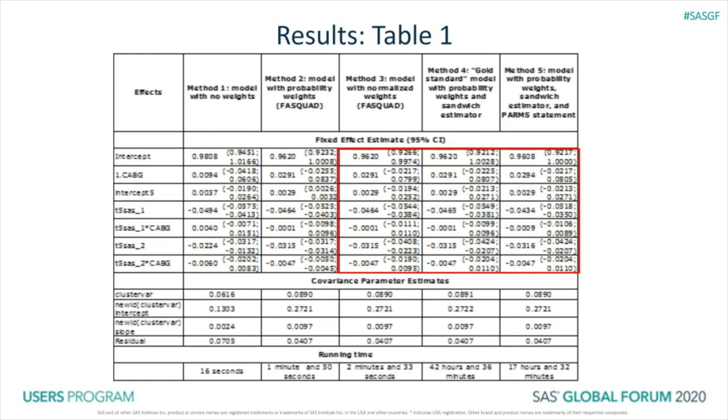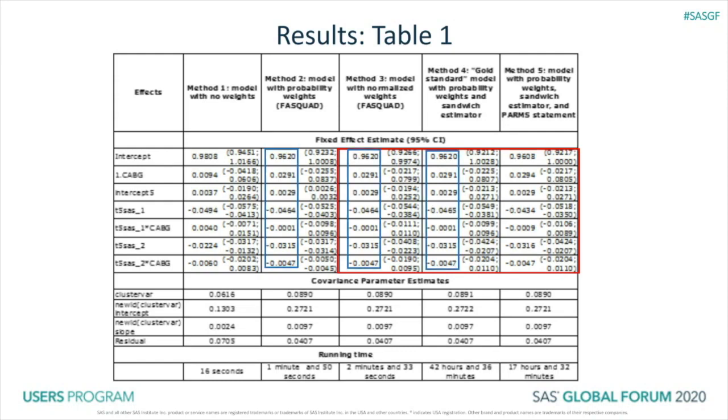And this was expected since both methods 3 and 5 incorporated probability weights, and also they adjust the standard errors of the model. In the case of method 3, we use the normalized weight, which I told you before, that is used to control for the overestimation of the sample size and getting too small standard errors. And method 5 used the sandwich estimator. So we expected that these 2 methods were very similar to the gold standard method.